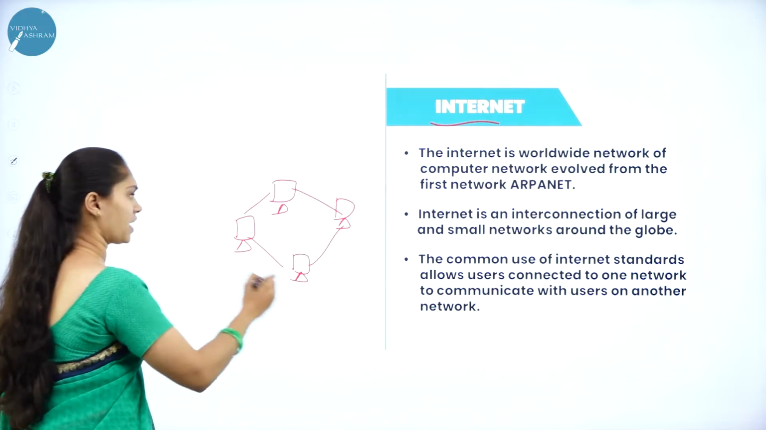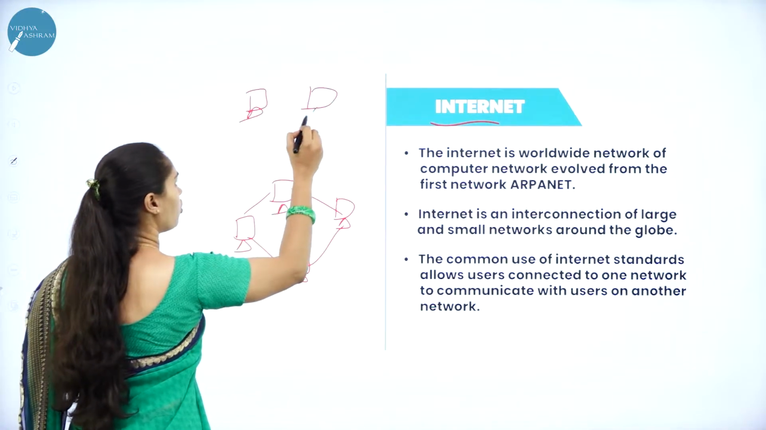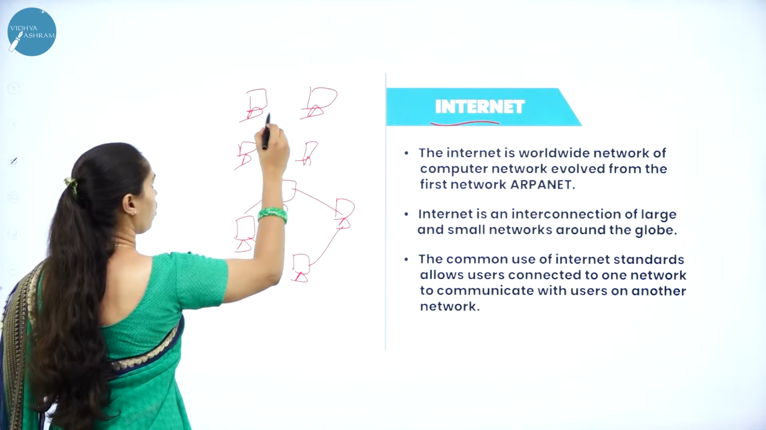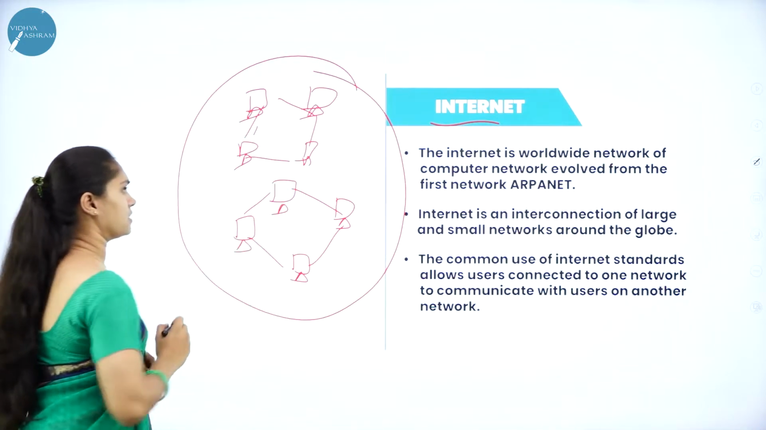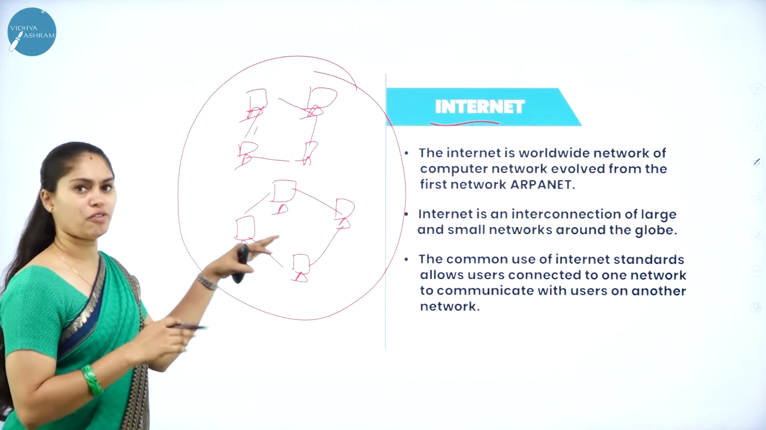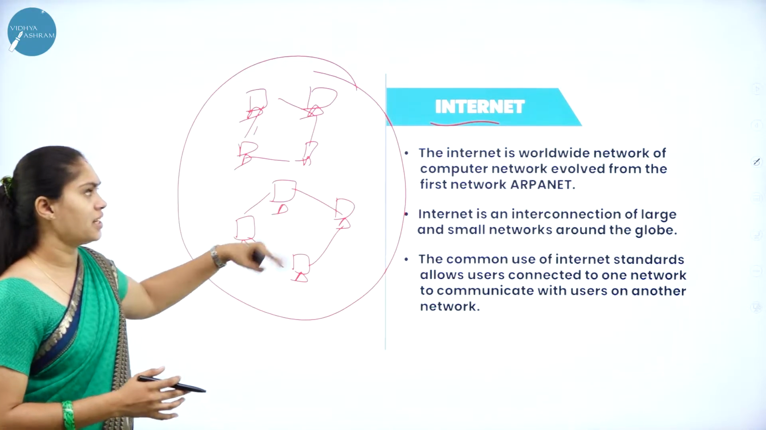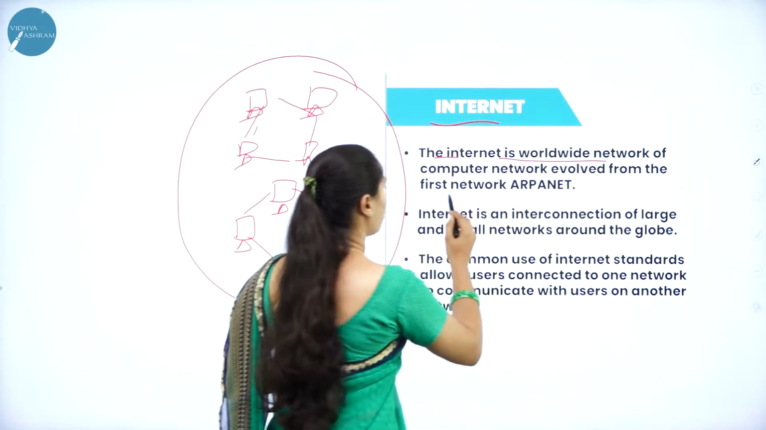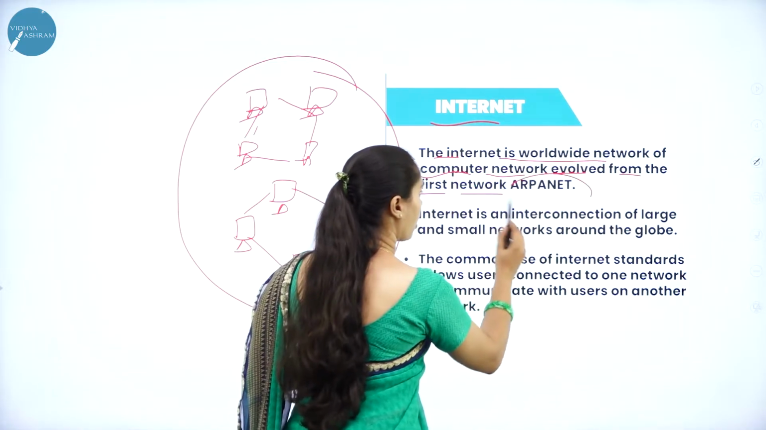A network, or an interconnection of computers, is considered a network. If I have more networks, then the networking of networks will be considered as what? The Internet. So the interconnection of autonomous computers is a network. If it is a network of networks, then that is the internet. The internet is a worldwide network of computer networks evolved from the first network, ARPANET.